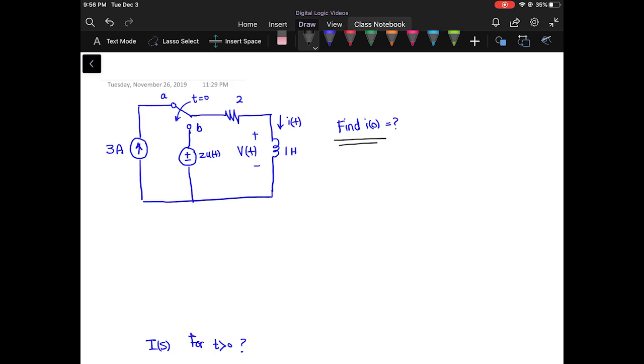Since the current of the inductor cannot change instantaneously, the instant before time t equal to zero and the instant after time t equal to zero will be the same, and they are equal to the initial condition of the inductor.